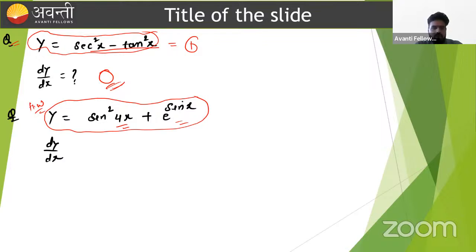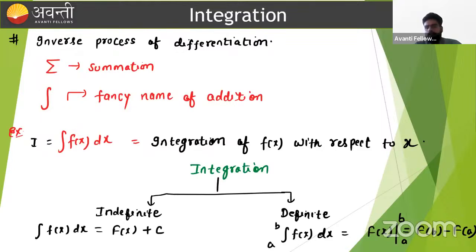I hope you can write down sin square 4x plus e raised to power sin x. Let's move to the next. That next is integration, beta.